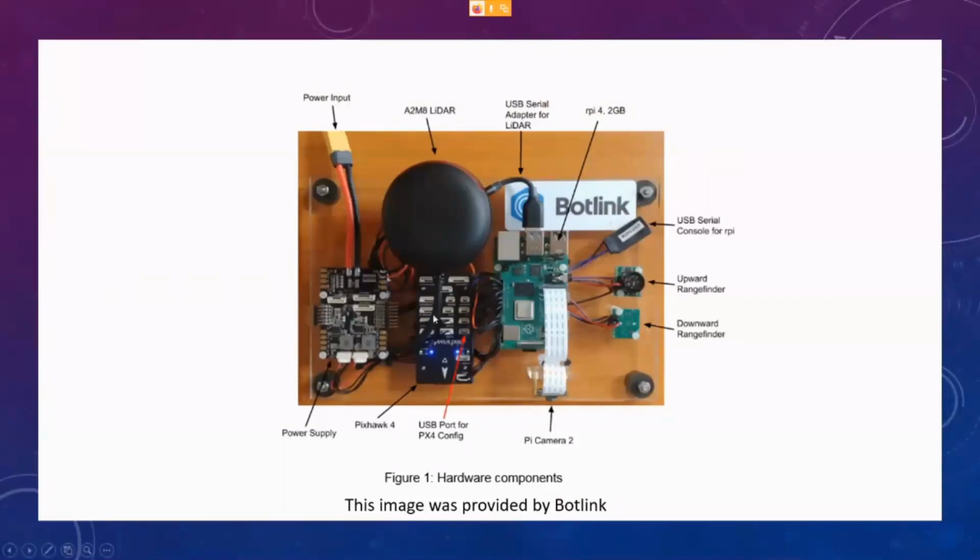Our flight controller is to the left there. That takes inputs and sends our input from our Raspberry Pi to the drone motors. It can also accept mapping data. And then on the left, we have our power supply, which just comes from our power input.